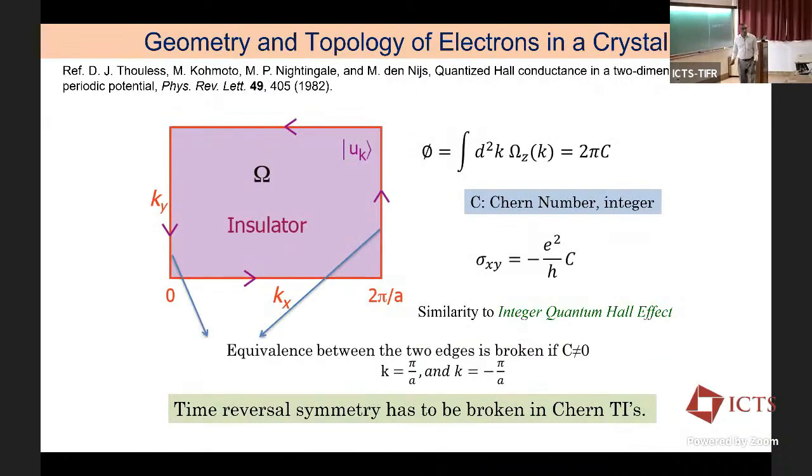If you have an insulator in 2 dimensions, you don't have a Fermi surface, but you can still integrate the Berry phase along a closed loop, which runs around the Brillouin zone, as shown here. What you can show is it actually gives rise to a Chern number, which is an integer times 2 pi. And in this case, naturally, the Hall conductivity becomes quantized, given by the Chern number, and it's indeed similar to the integer quantum Hall effect, which many of you are familiar with.